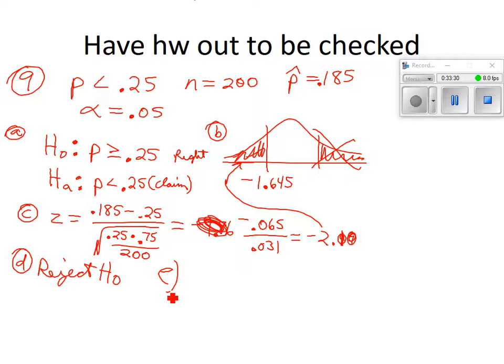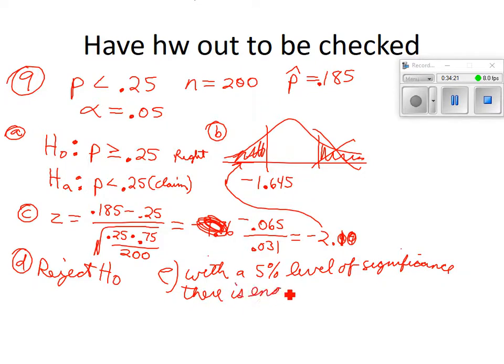In part E, that's when we look back at this, all right? Look right here. Our claim was the HA, so we look at this column, and we rejected the null, so we're here, and we say there is enough evidence to support the claim. Watch how you write this, because this is how you're going to write every one of them. With a 5% level of significance, there is enough evidence to support the claim.